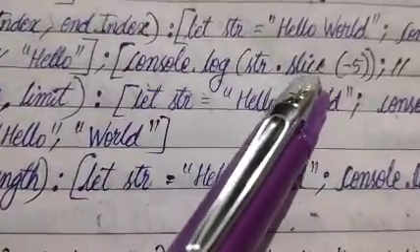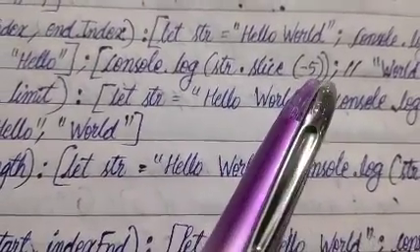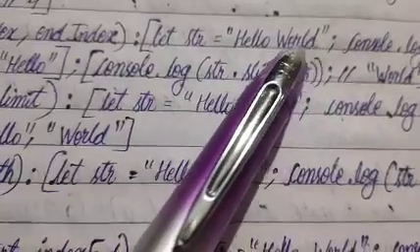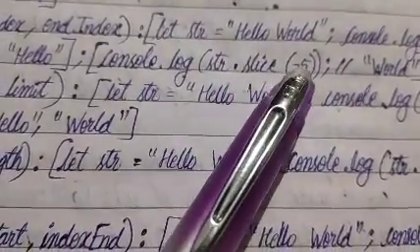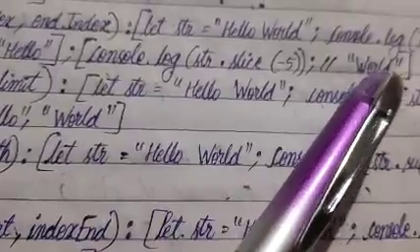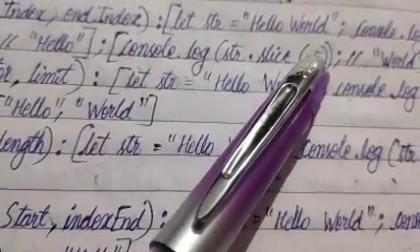And when it comes to slice of minus 5, this is negative indexing. Minus 1 is for D, I think, and capital W has minus 5. So we can get the last part. That is another advantage of getting the last value by using negative indexing.